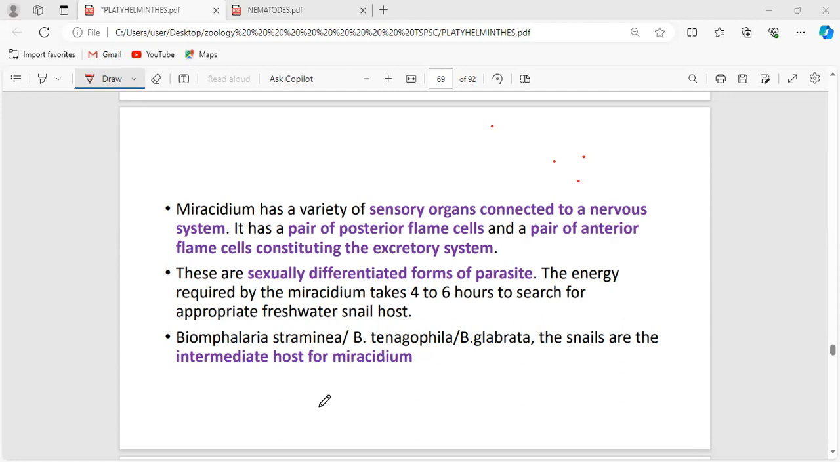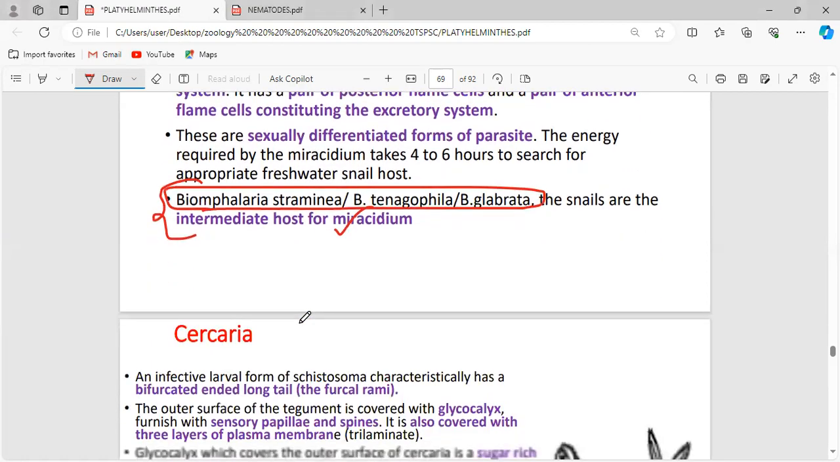Snail comes under which phylum? Very good. Mollusca. Okay. Phyla globosa, we are going to study about those phyla clearly. So just remember this snails come under the phylum Mollusca, and these are all the species of snails through which the miracidium will reach these phylum species.